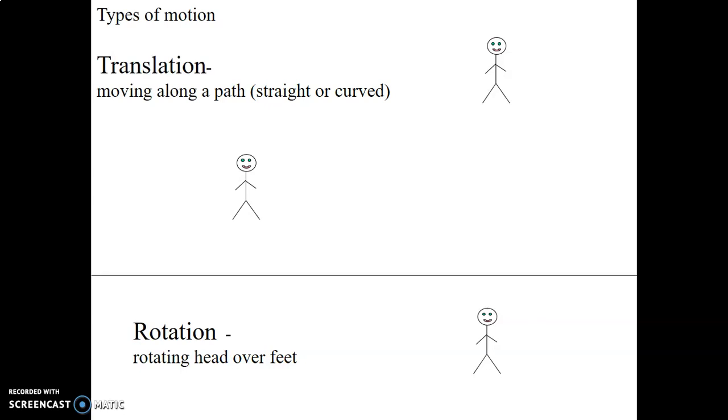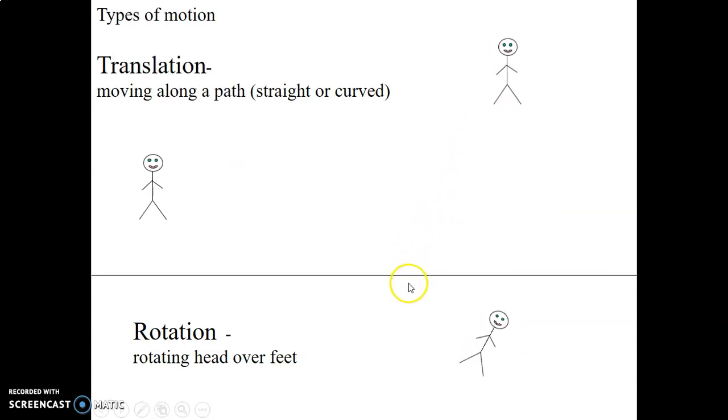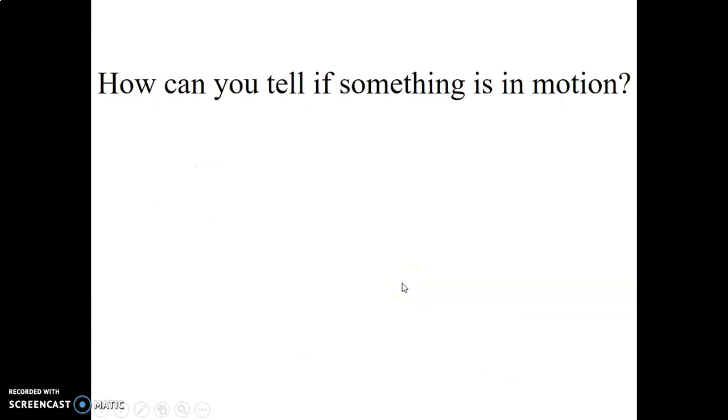There are two main types of motion. There is linear motion, which is translating, which is moving along a curved or straight line path, or rotating. Today we're focusing on translation. Later on we'll look at rotation.